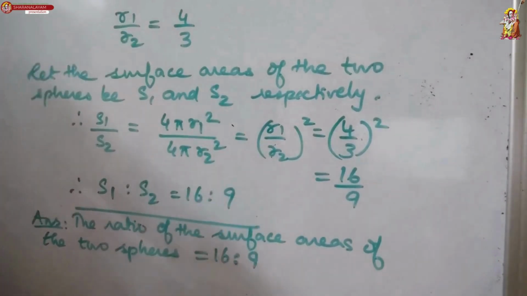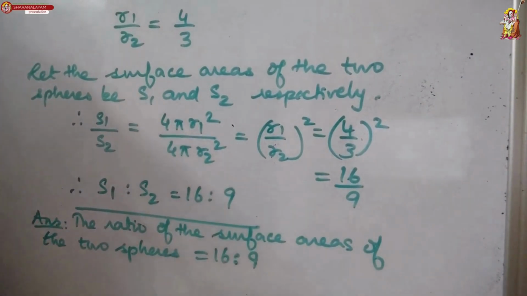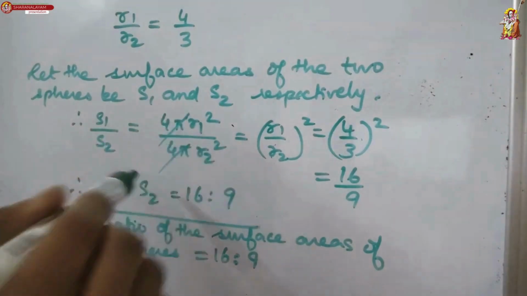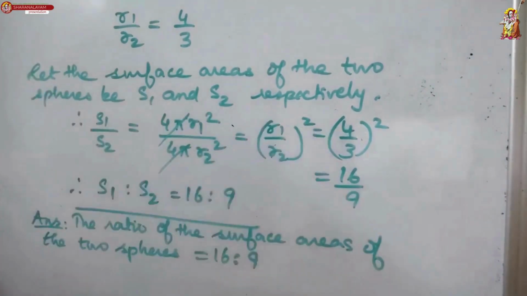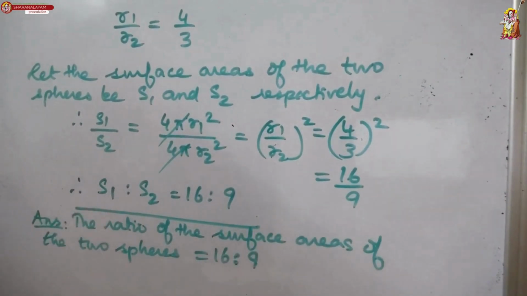Now, R1/R2 is equal to 4/3. Let the surface areas of the two spheres be S1 and S2 respectively. So S1 upon S2, we know the formula for surface area, 4 pi r square. So S1 upon S2 will be equal to 4 pi r1 square upon 4 pi r2 square. So 4 pi gets cancelled, r1 upon r2 the whole square, which gives us 4 upon 3 whole square, which is equal to 16 upon 9. So S1 is to S2 is equal to 16 is to 9. So the ratio of the surface areas of the two spheres equals 16 is to 9.